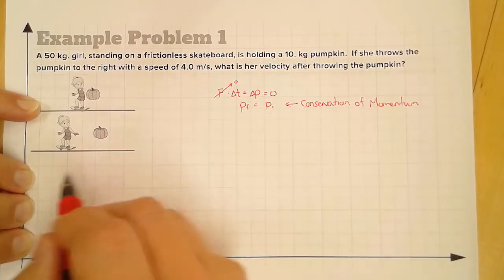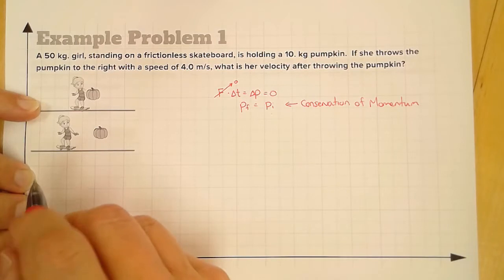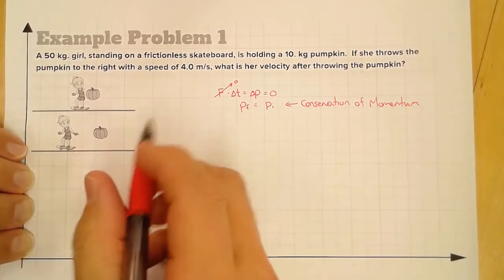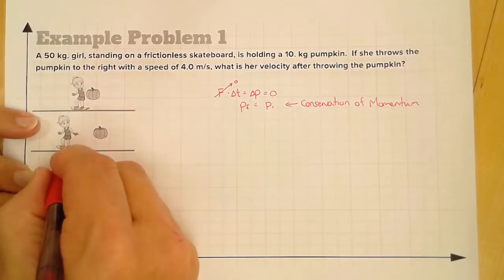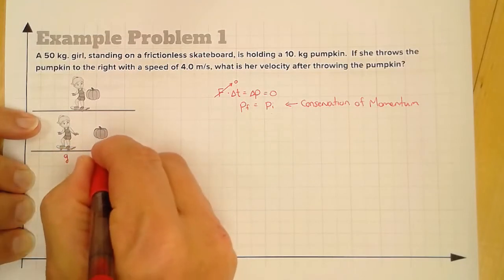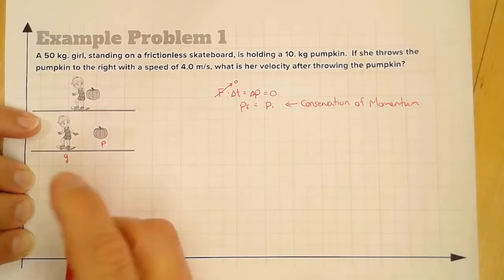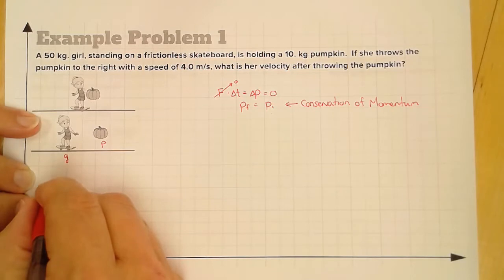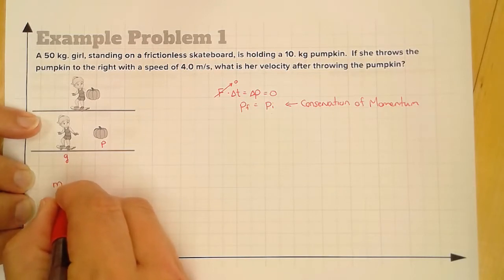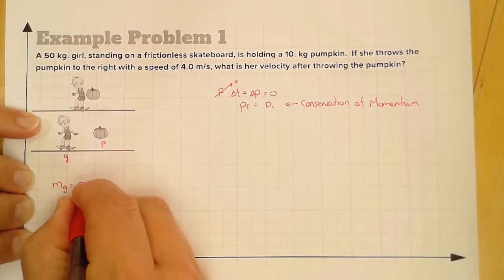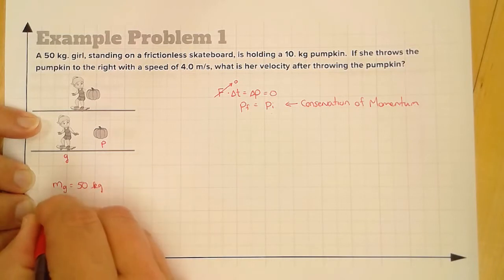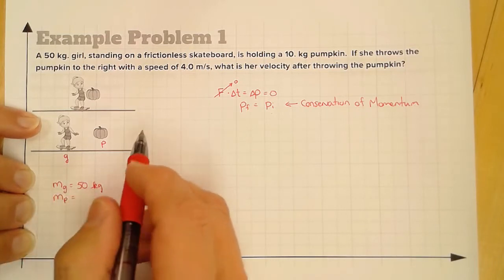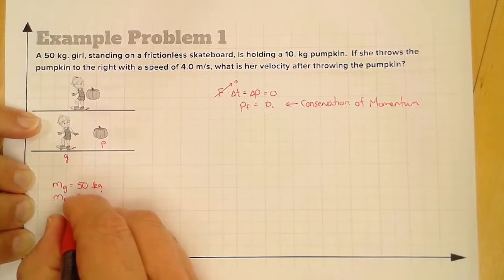So we're going to use this idea to build ourselves an equation to solve this problem. So let's go ahead and write down what we know. We are going to use the subscript G for the girl and the subscript P for the pumpkin. And what we know, we're going to have the mass of the girl, and from the problem we can figure out that is 50 kilograms. And we're going to have the mass of the pumpkin, and from the problem we can also figure out that that is 10 kilograms.